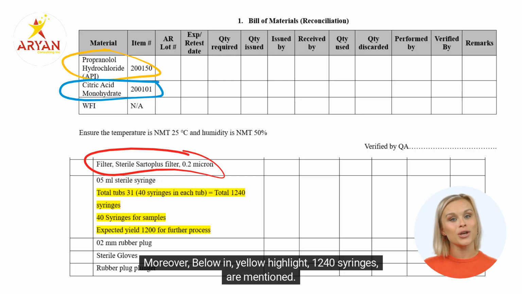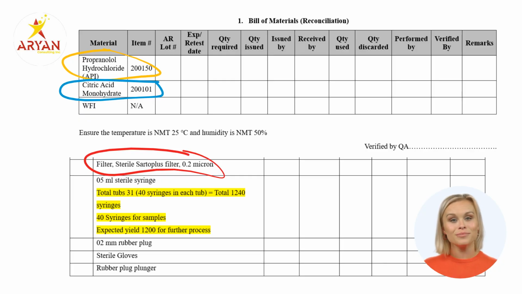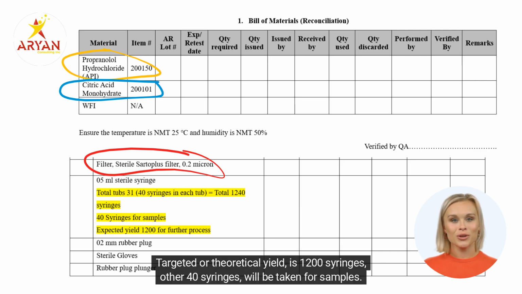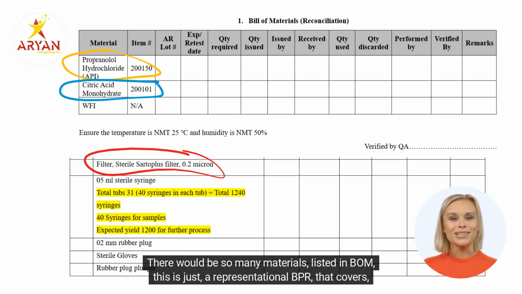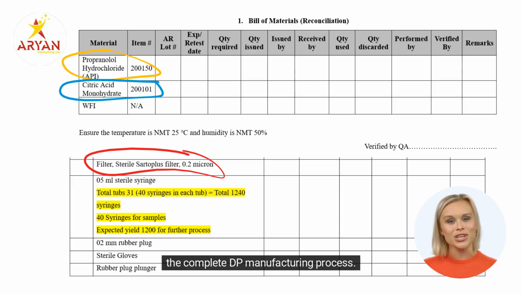Moreover, below in yellow highlight, 1,240 syringes are mentioned. Targeted or theoretical yield is 1,200 syringes. Other 40 syringes will be taken for samples. There would be so many materials listed in BOM. This is just a representational BPR that covers the complete DP manufacturing process.